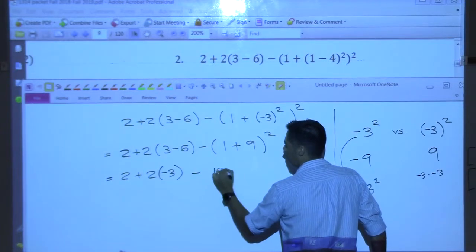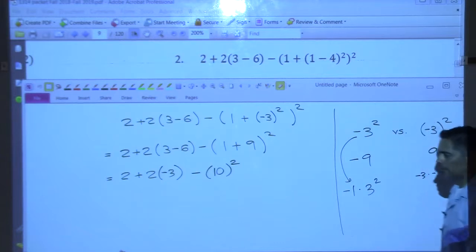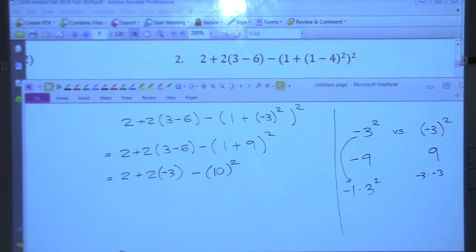10. And then should I put that in parentheses? Yes, because there's an exponent. Yes, because I'm going to square it. Okay? Let's keep going. What would you like to do next, Devin?